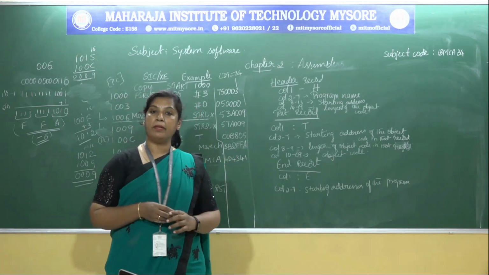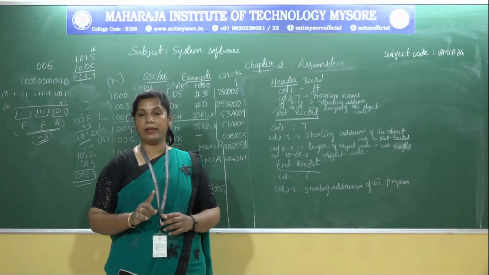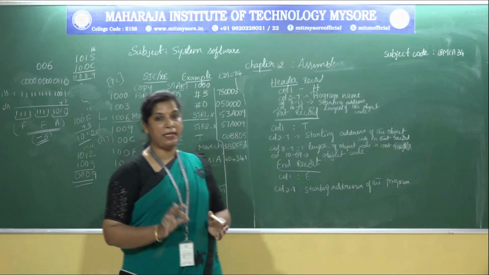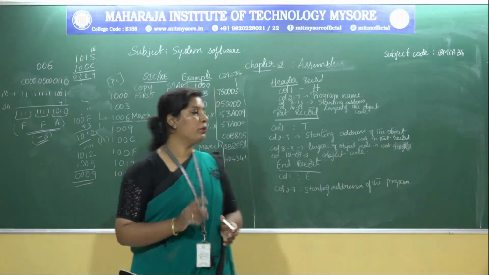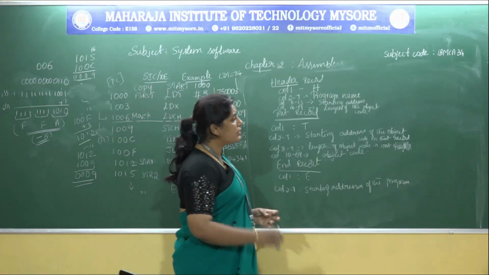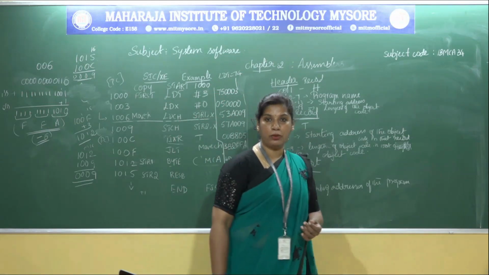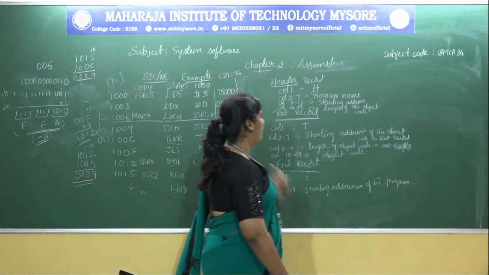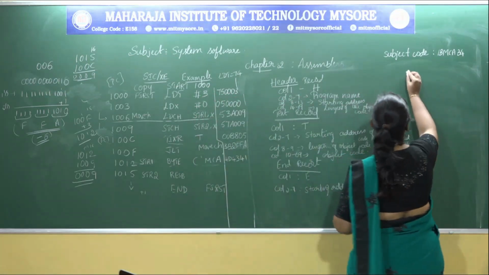That object file should have only one header record and one end record. It might have n number of text records, depending on the length of the program. So let's see how we can create an object file for this program.